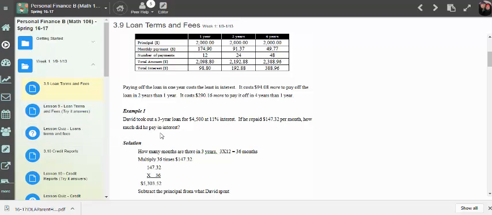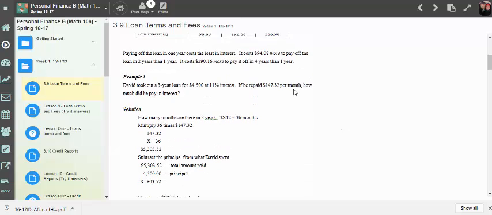So this first example is talking about a 3-year loan that David took out for $4,500 at 11% interest. It's telling you how much he paid per month. So it's telling you the payment amount, okay, but that's only per month. So it's asking you how much did he pay in interest over those 3 years? Well, we know that his principal was $4,500. So his interest is going to be on top of that principal.